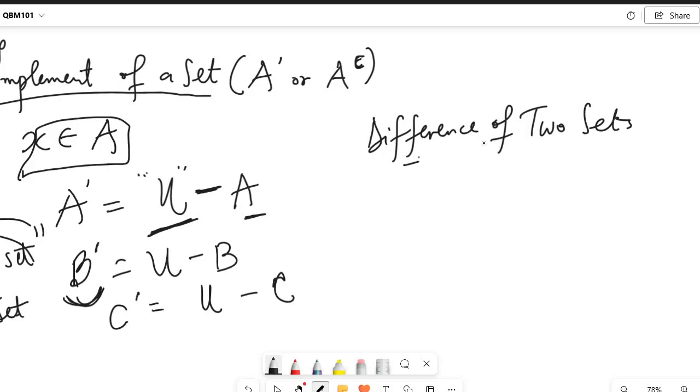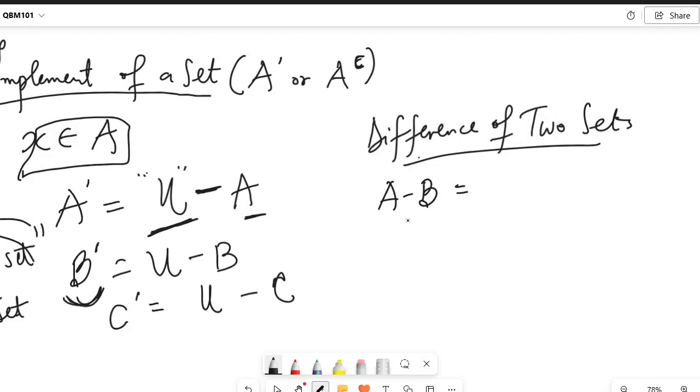Difference of two sets. If I have two sets and I take the difference of the sets, I'm sure you can have an idea from what I said here. Now, if I say A complement is universal set minus A, it simply means all the elements in the universal set but not in A. So that's what the difference of two sets means.